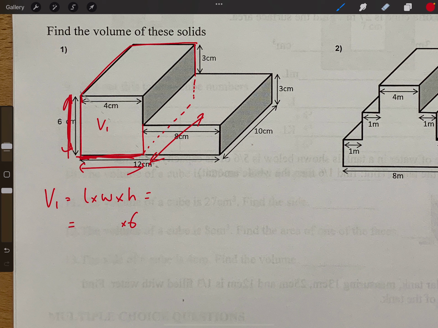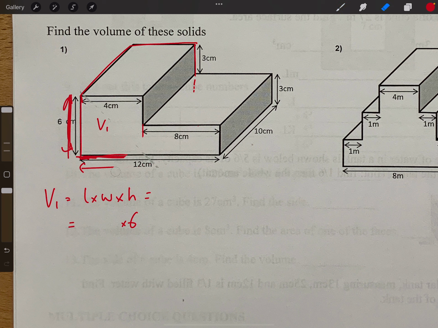Now what's the width? Let me just rub all this out first. Now the width of this thing is this length here. This length is equal to this length, which equals this length, which equals this length, which is 10. So the width is 10.